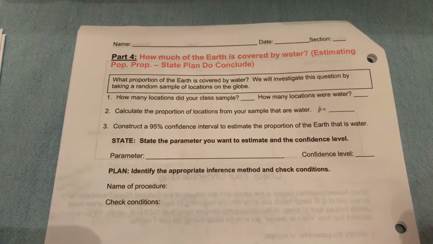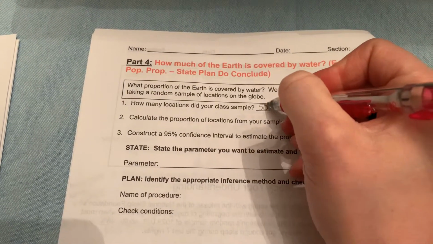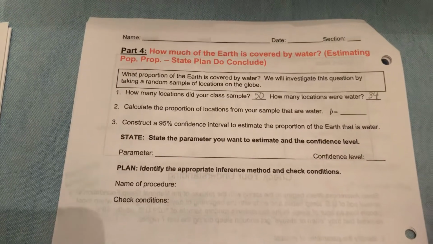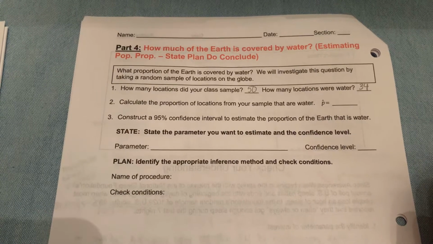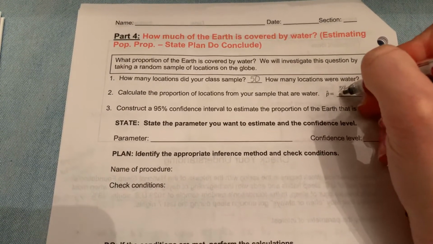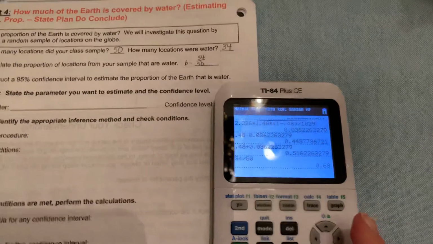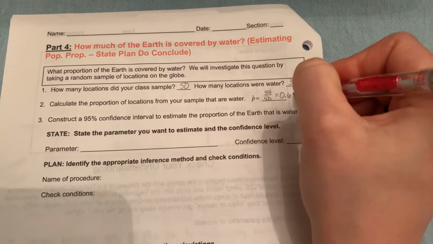Okay, so how many locations did our class sample? We did 50. And how many were in water? It ended up being 34. Okay, so we need to calculate first, of course, the proportion of locations that were in water, p hat. That's my 34 out of 50. And I'm going to try to make that a decimal. So 34 divided by 50 gives me 0.68. All right, the 0.68 is just a little bit easier to work with.